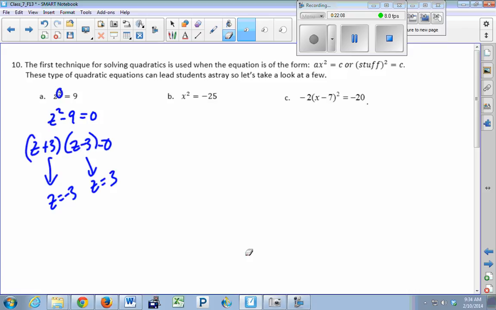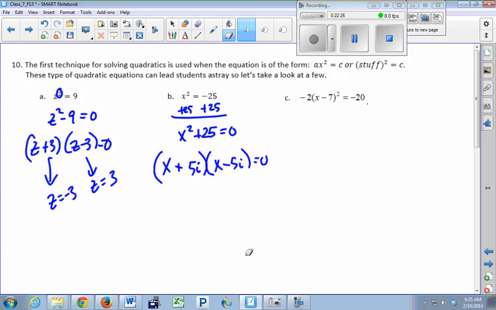Guess what? Even when the number on the other side is negative and you add 25 to both sides, now you get the sum of 2 perfect squares, which you know how to factor: x plus 5i, x minus 5i. Minus, plus, guess what? 2 different factors, 2 different solutions. What makes that 0 when x equals -5i? What makes that 0 when x equals 5i?